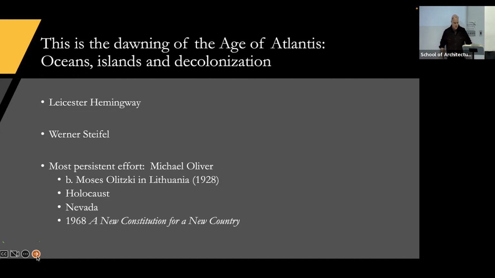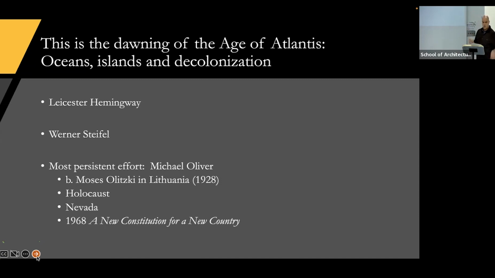But the most persistent effort is by a man named Michael Oliver, who I write a lot about. He was born in Lithuania in 1928, Jewish. All of his family were killed in the Holocaust. He was the only survivor at the age of 18. He came to the States after the war, after 2 years in a displaced persons camp, and ended up in Nevada, where he had a coin exchange selling gold and silver, which was not easy to do in the 1960s because of the controls around gold and silver. And he was also a land developer.